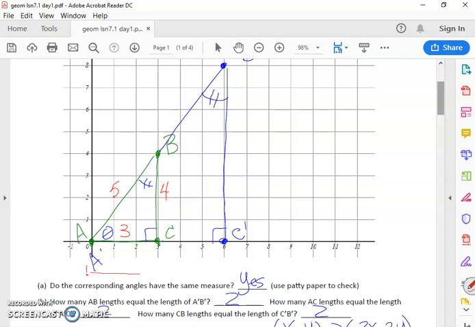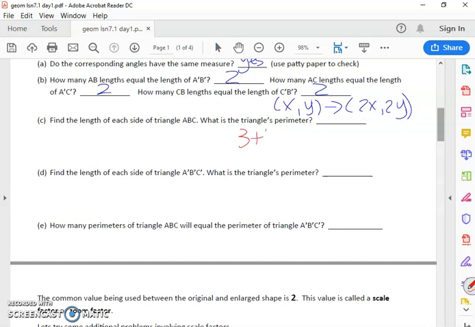For A prime and C prime, that length is 6. For B prime, C prime, that length is 8. And again, using the Pythagorean theorem, the length of A prime, B prime is 10. So the original perimeter is 3 plus 4 plus 5, which is 12. And the second perimeter is 6, 8, and 10. So that perimeter is 24. So how many perimeters did it take? Hopefully you decided it was 2. The second triangle, A prime, B prime, C prime, has a length that's twice as long.